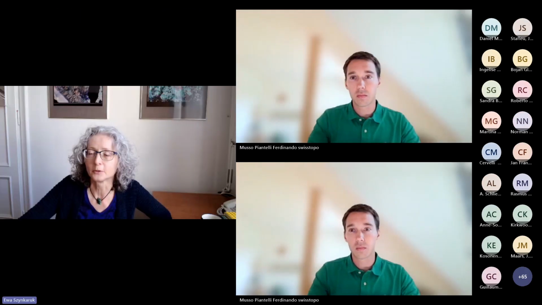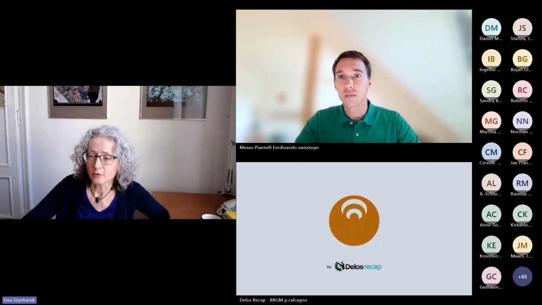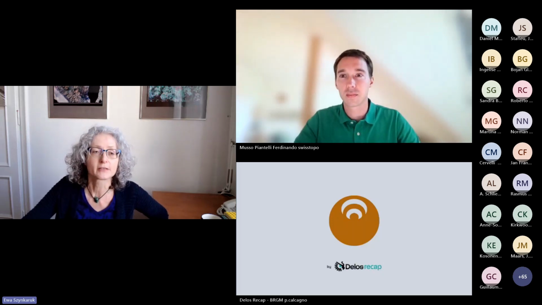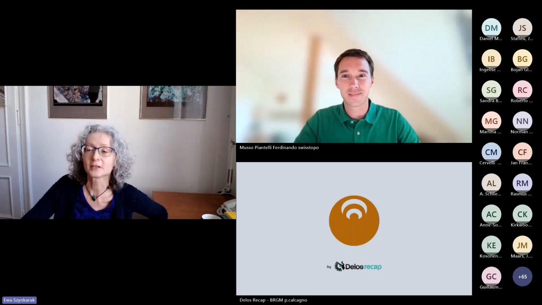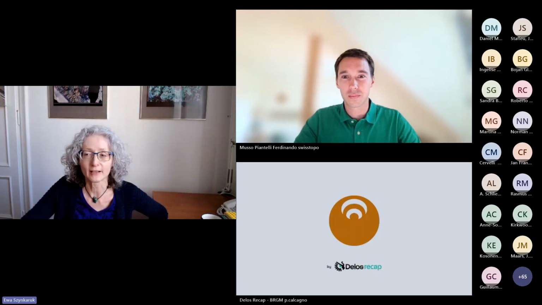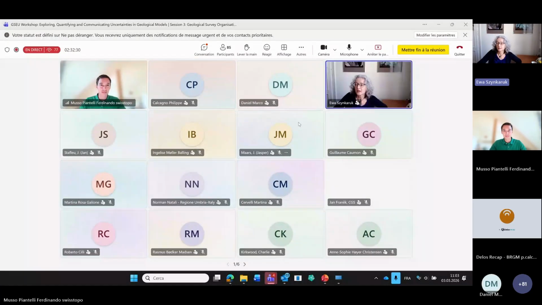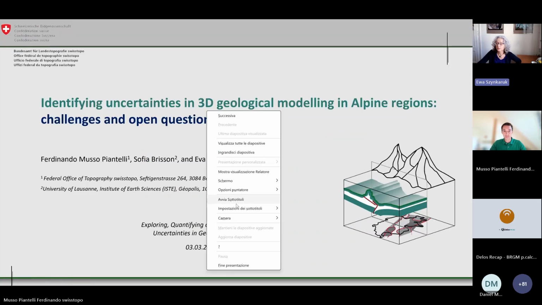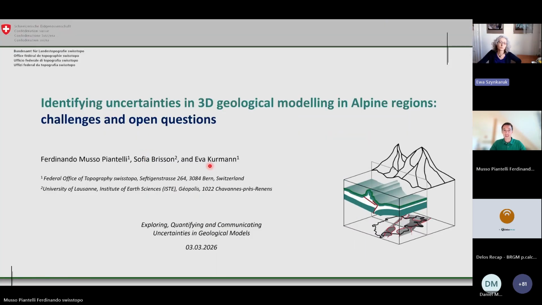And let's now listen to the next presentation, which is also a case study and also from the mountains, somewhat younger, I would say, because this is from the Alps. The presenter is Ferdinando Musso Piantelli, and he and his colleagues are presenting a talk on identifying uncertainties in 3D geological modeling in alpine regions, challenges and open questions. We can already see your presentation. Great, so the floor is yours.